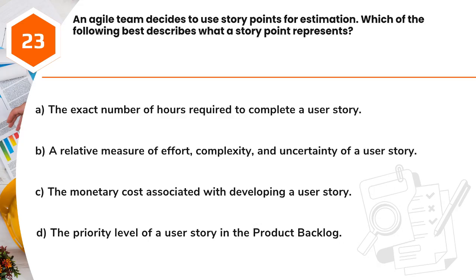Question 23. An Agile team decides to use story points for estimation. Which of the following best describes what a story point represents? A. The exact number of hours required to complete a user story. B. A relative measure of effort, complexity, and uncertainty of a user story. C. The monetary cost associated with developing a user story. D. The priority level of a user story in the product backlog.